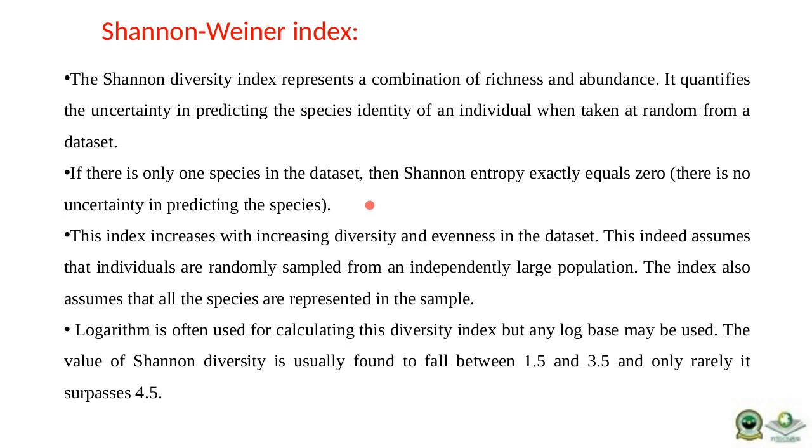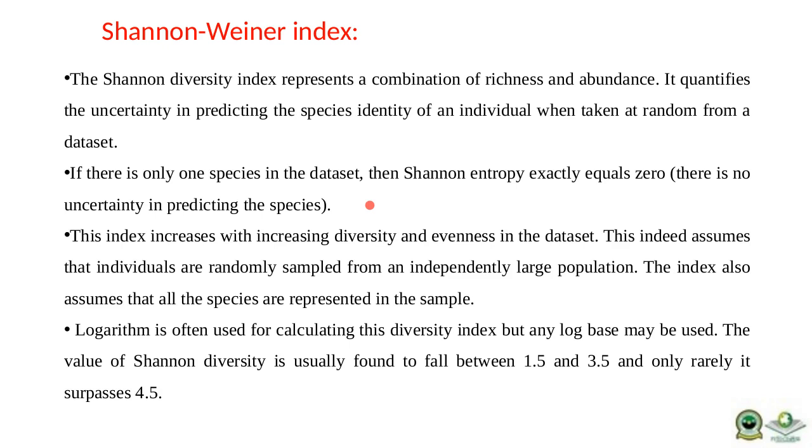Now we also have the Shannon-Wiener index. The Shannon-Wiener index is the most popular index to measure species diversity, and most textbooks define it as the index. It represents a combination of richness and abundance. It quantifies the uncertainty in predicting the species identity of an individual when taken at random from a data set.